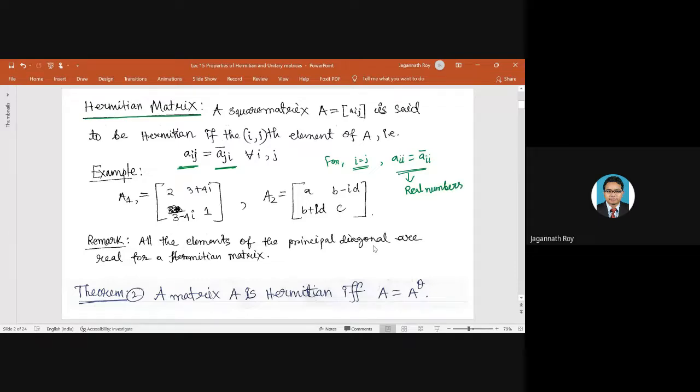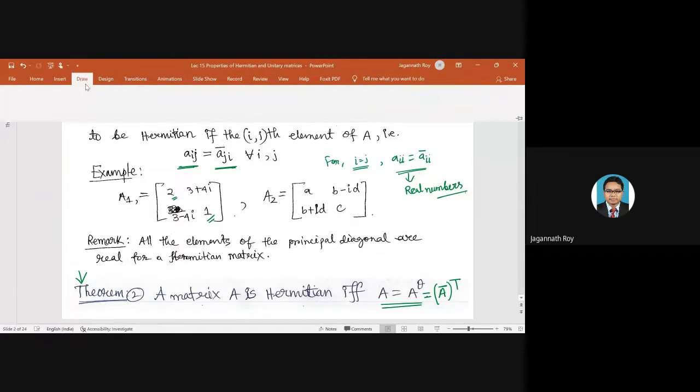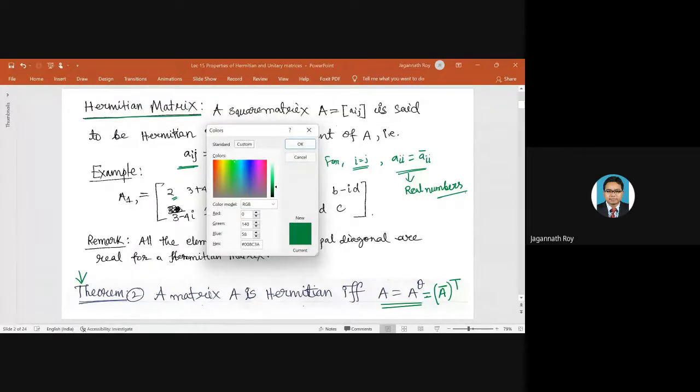So here is one example of a Hermitian matrix. And for a Hermitian matrix, we have a property. A matrix is said to be Hermitian if and only if A equals A theta. What is A theta? A theta is: take the complex conjugate, and after that you take the transpose. So we call it the transpose of the complex conjugate.